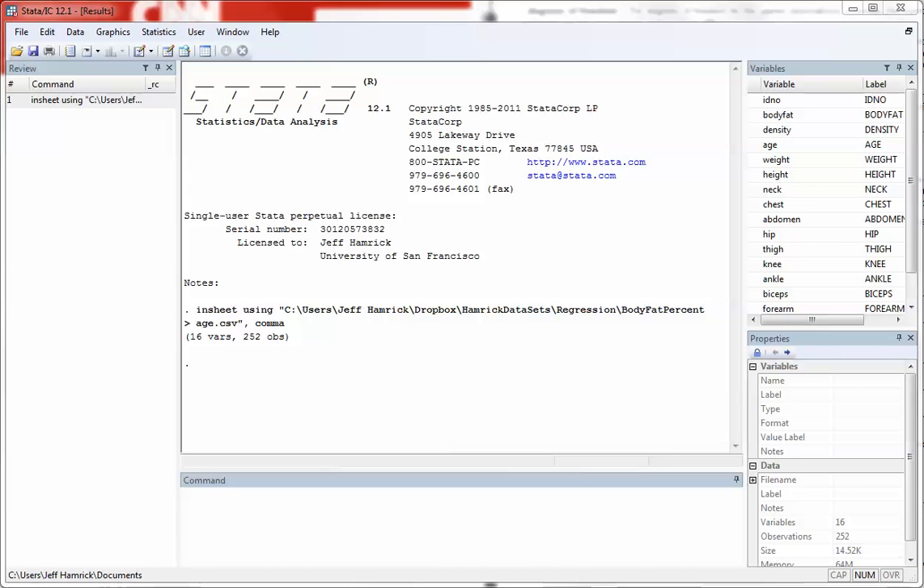So this is Jeff Hamrick at the University of San Francisco's Financial Analysis program, and I'm going to talk for a minute about running both simple and multiple linear regressions in Stata.